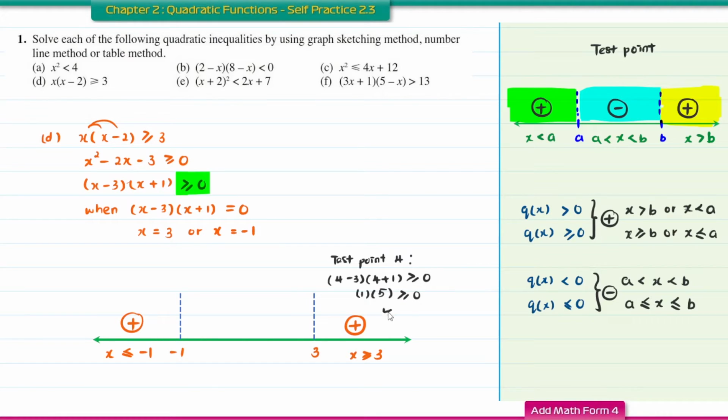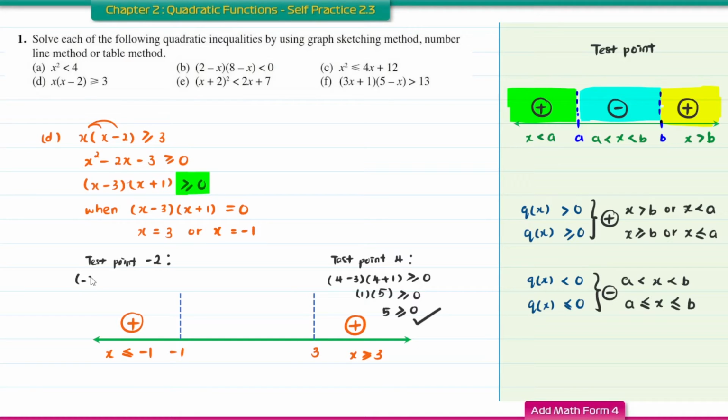So it will be 5 greater than or equal to 0. Therefore, this one is a correct one. And for these regions, as x is less than or equal to -1, let us choose, for example, -2 as our test point.